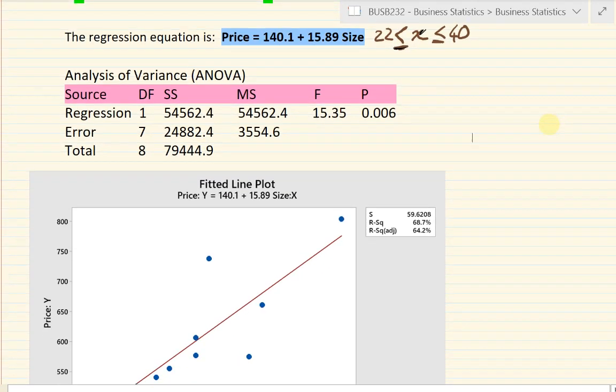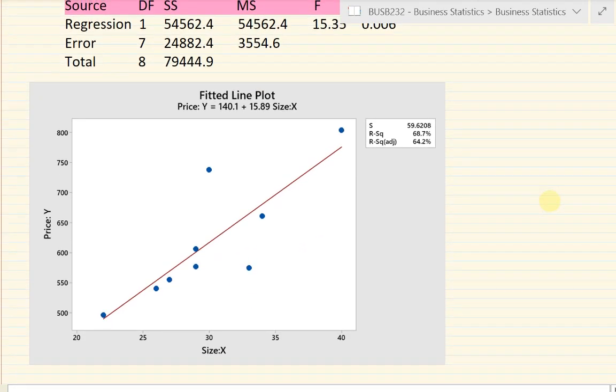Now, this is what the data looks like. Again, so far I have not used Megastat, but Megastat gives you a similar output. We'll see it in a few moments, in fact, for exactly this example. So there you have it: price Y is equal to 140.1 plus 15.89x. X is the size. For this specific one, I used Minitab, by the way. And don't worry about R squared and R and all this information here for now.